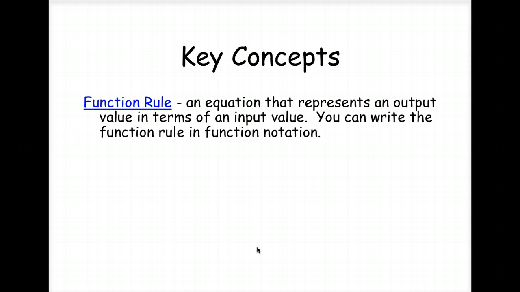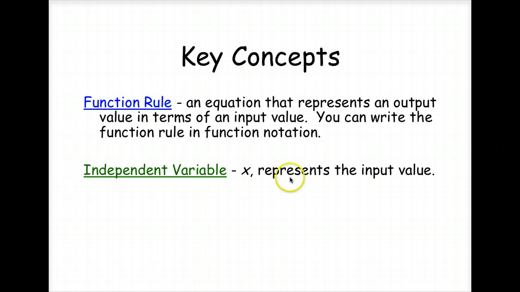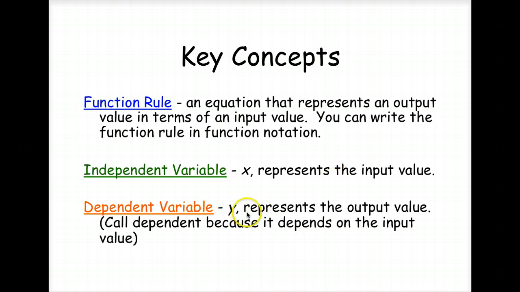Key concepts for this lesson. There is the function rule. It's an equation that represents an output value in terms of an input value. You can write the function rule in function notation. And the independent variable is the x. It represents the input, and the dependent is the y. It represents the output value. It is called dependent because it depends on the input value.